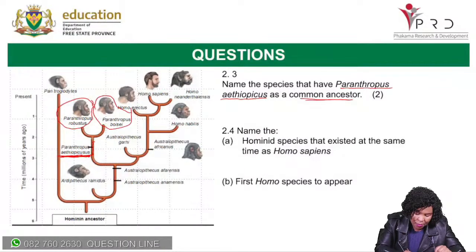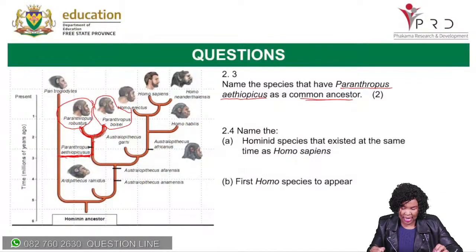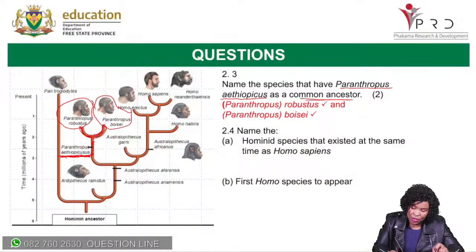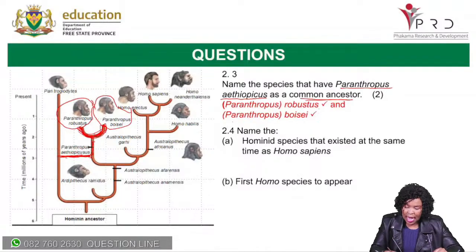You see, they became the descendants. Remember we said from a common ancestor you have descendants. So they have both descended from Paranthropus aethiopicus. So it means that the answer will be Paranthropus robustus and Paranthropus boisei. And you can see from the diagram also, we say they have descended from this.